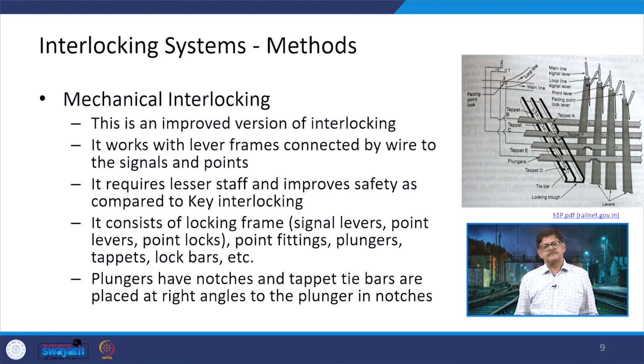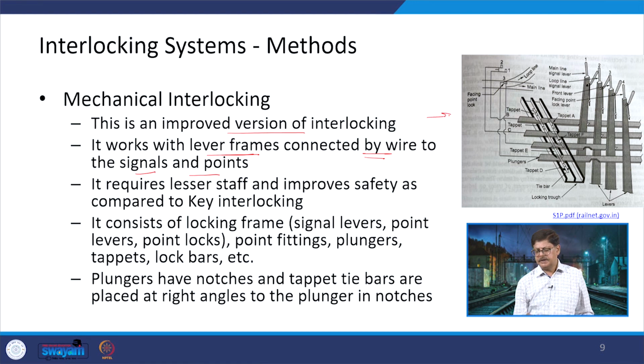Now, another system is the mechanical interlocking system. In the mechanical interlocking system, we operate things with the help of levers and the connecting elements attached to that lever, which finally go to the signal. So, this is an improved version of interlocking as compared to key interlocking. Here lever frames are provided which are connected by wire to the signals and points.